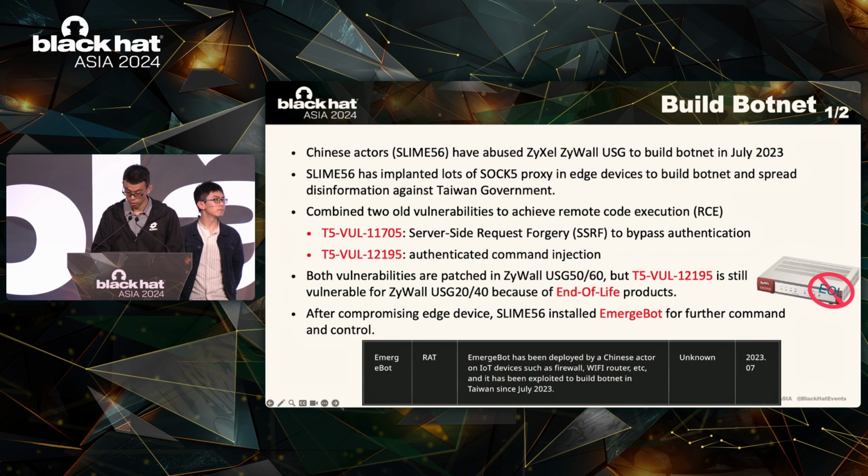The first one is the SSRF vulnerability to bypass the authentication, so that it can access some binaries that require authentication. And another vulnerability is a command injection vulnerability. Both of the vulnerabilities are patched in the new models, USG 50 or 60. But the second vulnerability is still valuable because the old models, USG 20 or 40, have already reached end of life status.